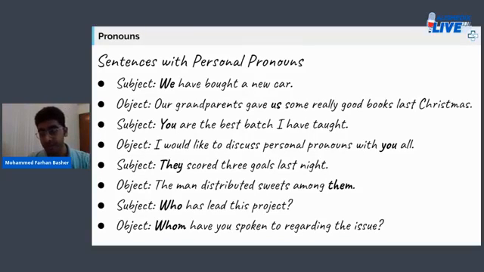But if you were to question about who received some action, then you would say whom and not who. Whom have you spoken to regarding the issue? Meaning someone you have spoken to, and that someone has received an action from you, right? The action of you speaking to that person. So therefore, you don't say who, but you say whom. Whom have you spoken to regarding the issue? Okay, I hope I'm clear.